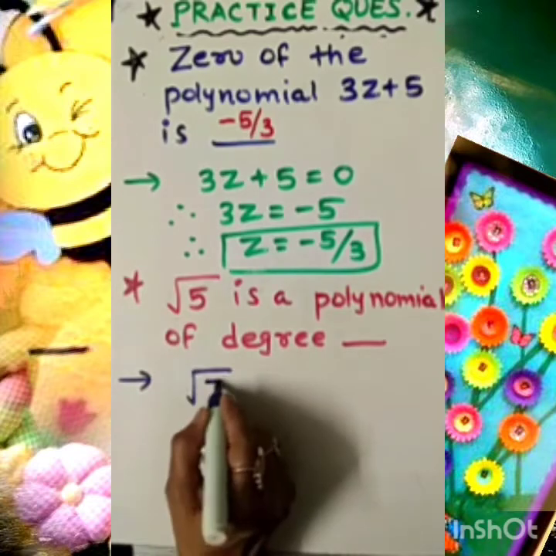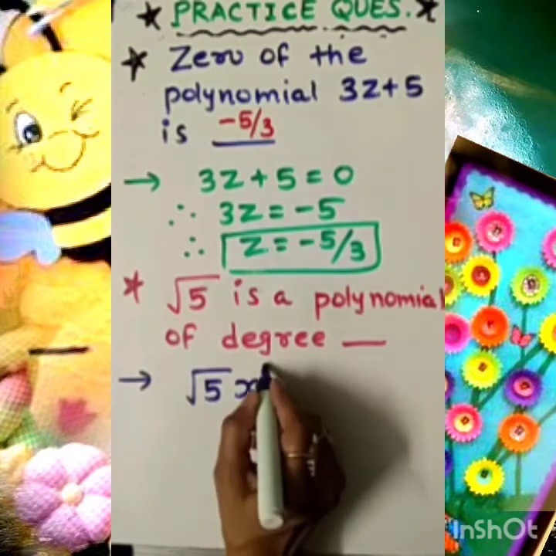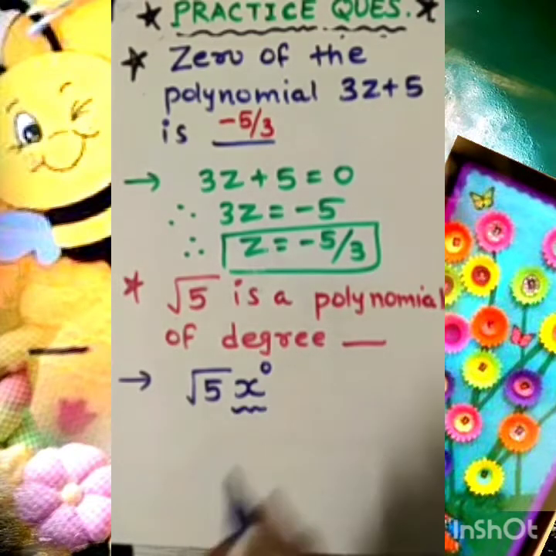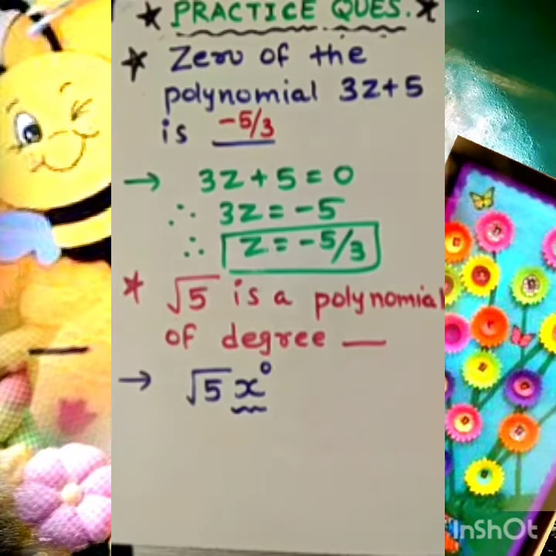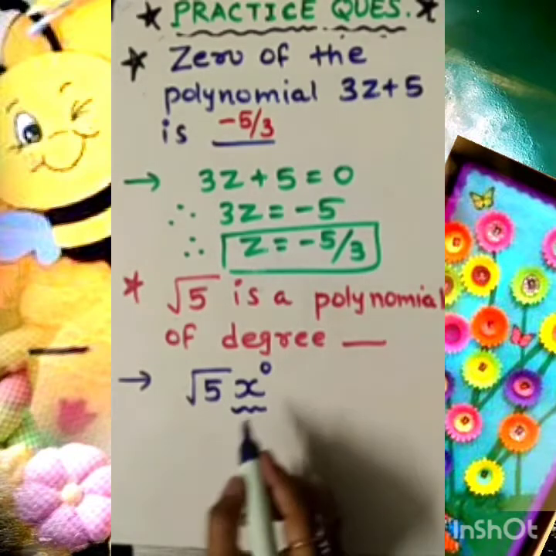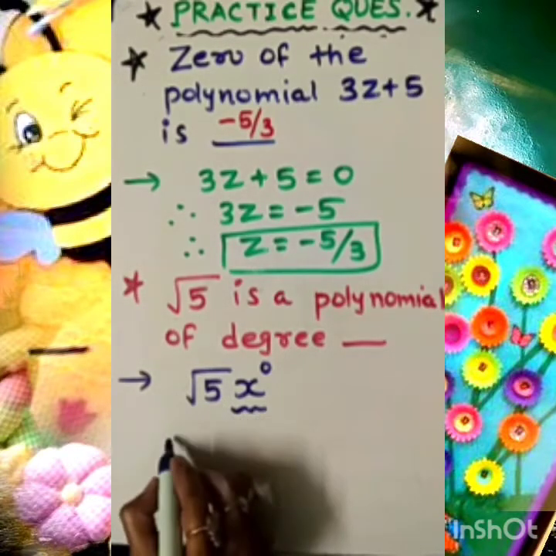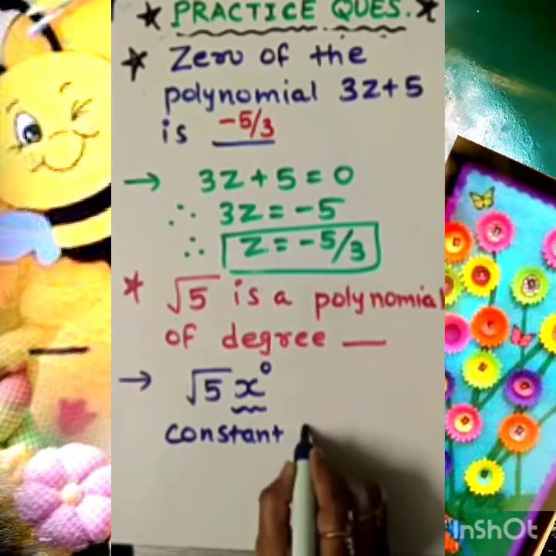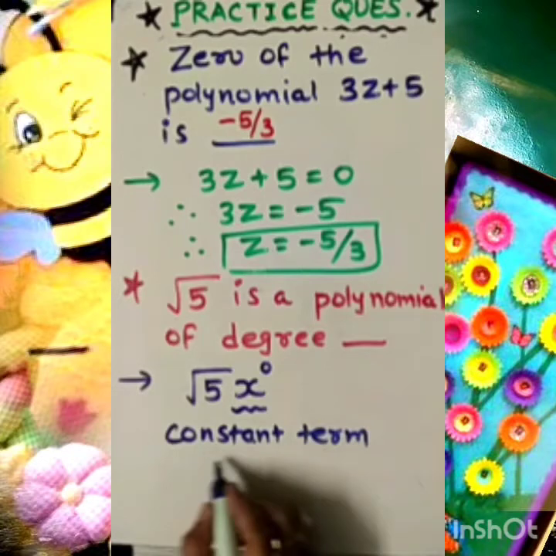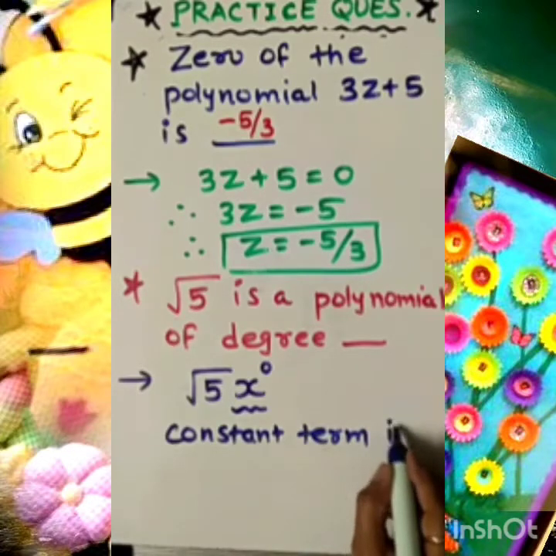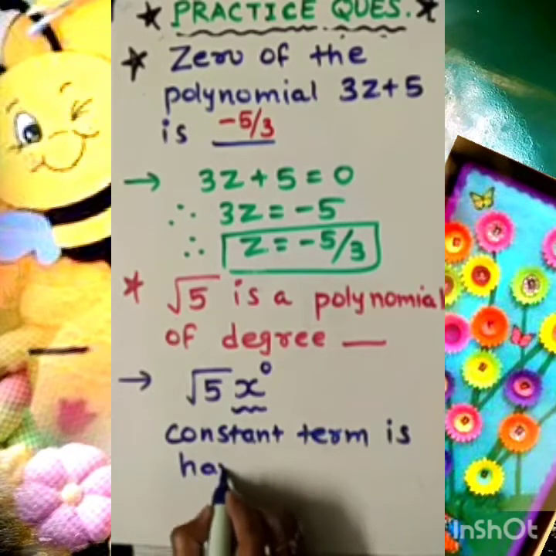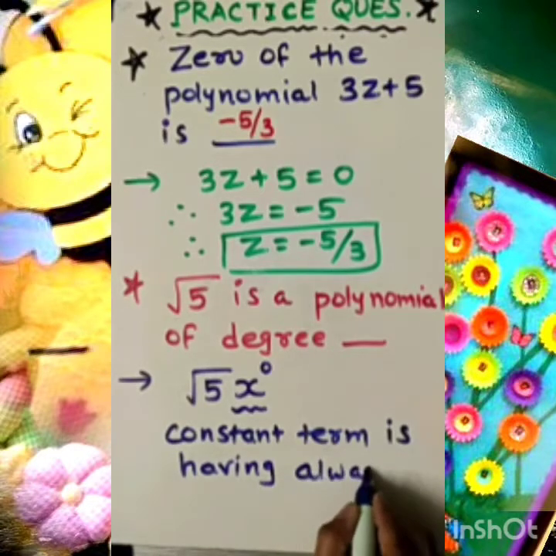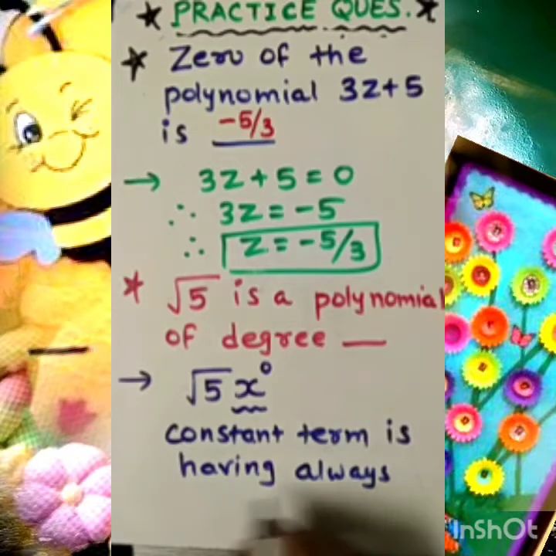So can I say root 5 can be written as x to the power 0? Reason behind that, there isn't any variable, means variable is having 0 power. So dear student, in such a case, this root 5 is called a constant term. So what is the power of a constant term? A constant term always has 0 power. Okay, always 0 power.